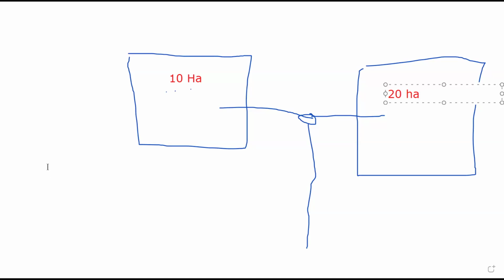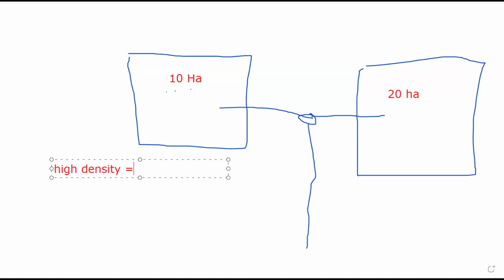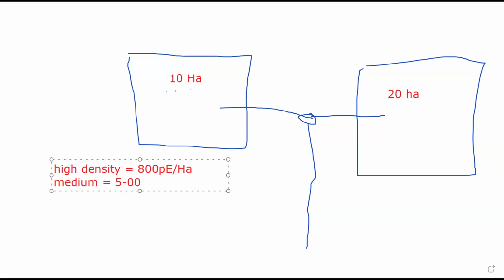Then they tell you that we have a high density area. Let's say they tell you it's 800 PE per hectare. And you have medium density. I'm just making an assumption. There's a book on that. They say medium density is 500 PE, that's population equivalent per hectare. Then they say low density is 200 people.